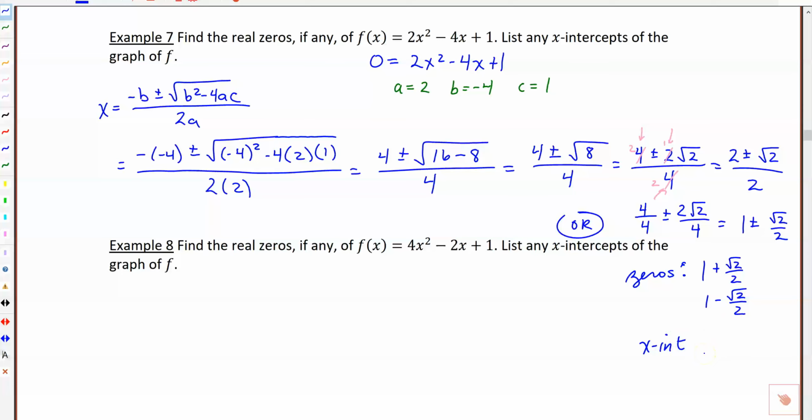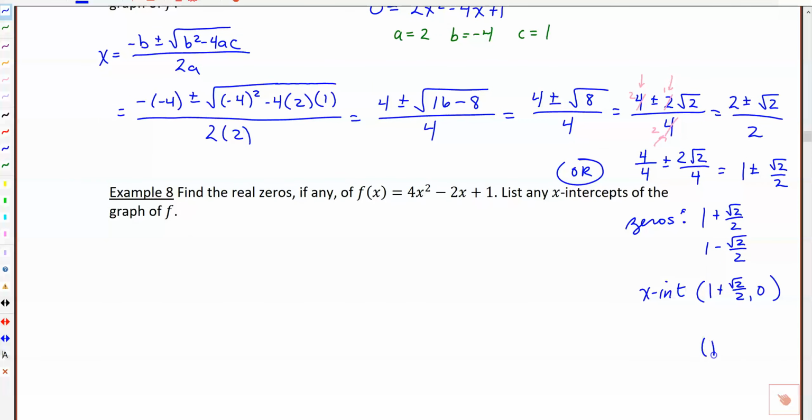And if I wanted to, I could write those as ordered pairs. 1 plus square root of 2 over 2, 0, and 1 minus square root of 2 over 2, 0. So apparently I'm going to have two x-intercepts of my graph. Let's go verify that. Let's actually take a look at the graph of this and see what's going on.